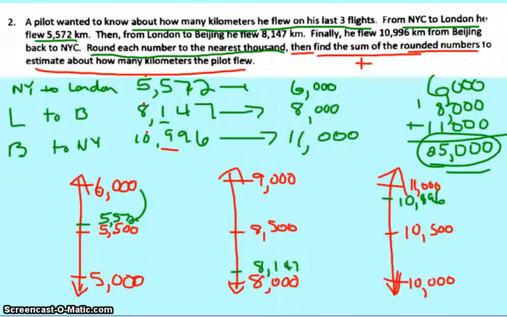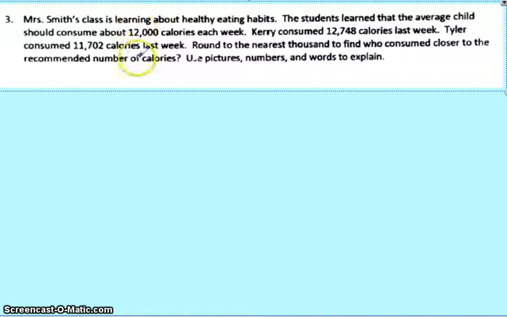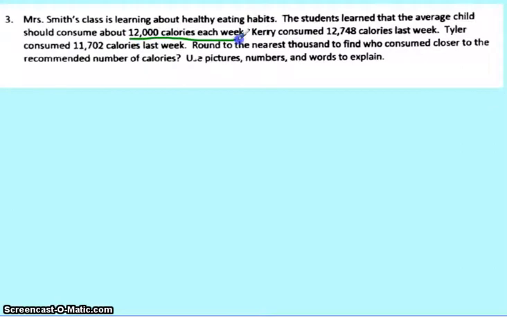All right, let's go to the next question. Mrs. Smith's class is learning about healthy eating habits. The students learn that the average child should consume about 12,000 calories each week. Carrie consumed, that means ate or took in, 12,748 calories last week. Tyler consumed 11,702 calories last week. It says round to the nearest thousand to find who consumed closer to the recommended number of calories.